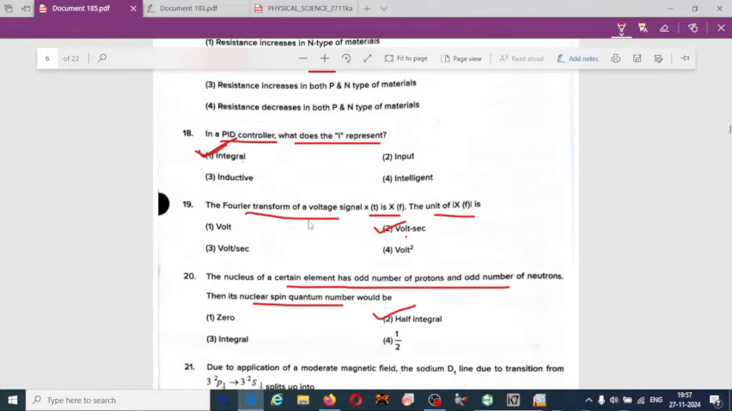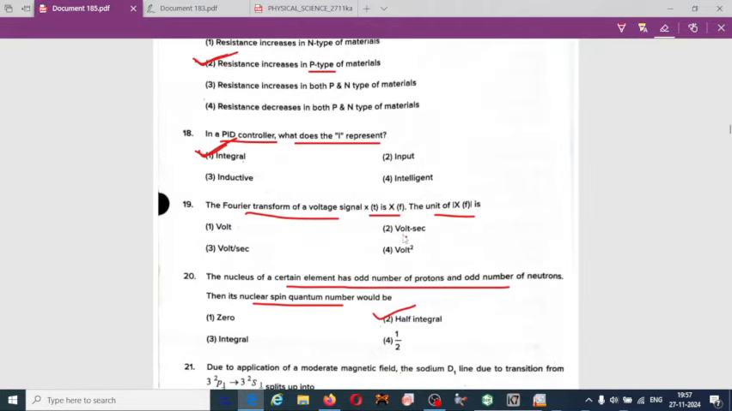Next one, Fourier transform of a voltage signal. This one is actually, in the previous video I have told volt per second, but volt second is the correct unit.